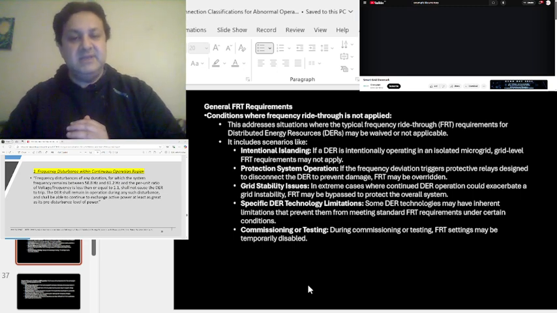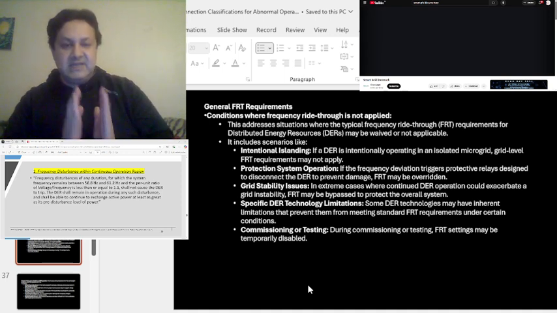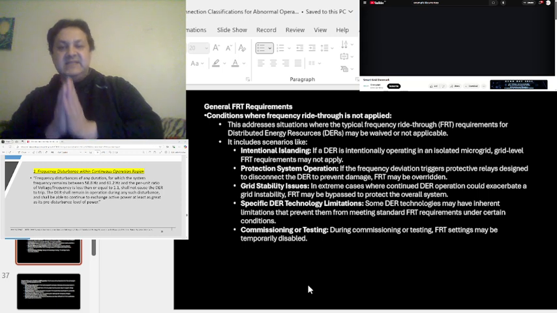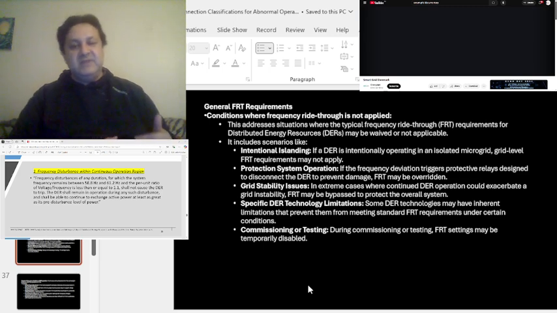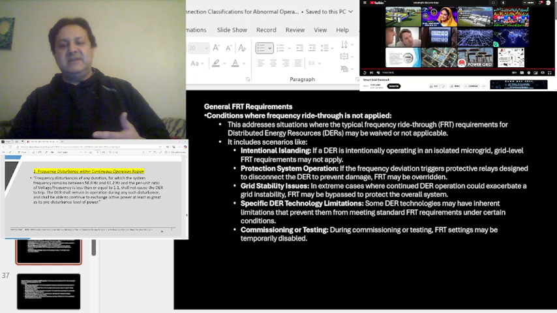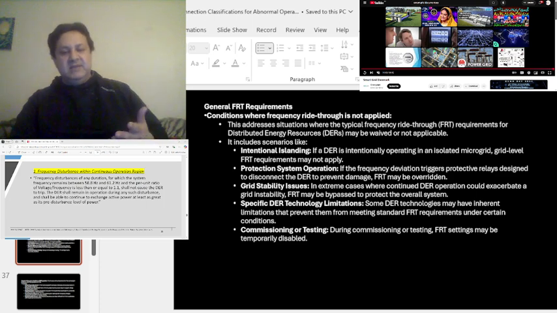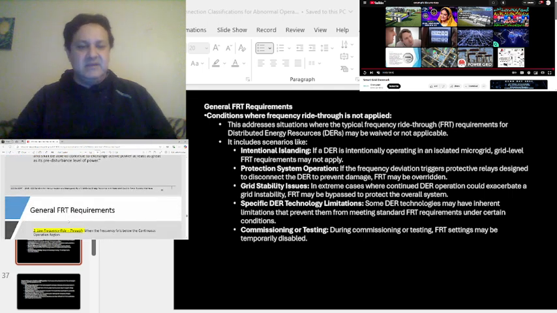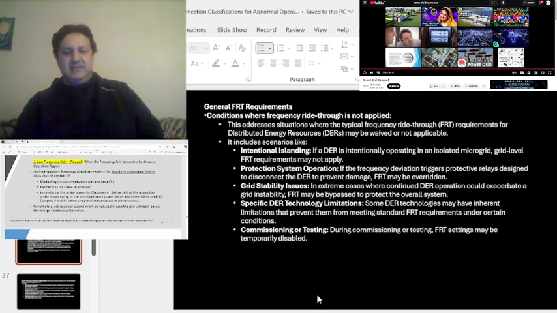So this addresses situations, right? Which are those situations? Scenarios: intentional islanding. If a DER is intentionally operating in an isolated microgrid, FRT requirements may not apply. Protection systems operation: if the frequency deviation triggers protective relays designed to disconnect. Then grid stability, specific DER technology, commissioning. I'm just moving quickly because I'm running behind on time. Then the low frequency ride-through and all that.